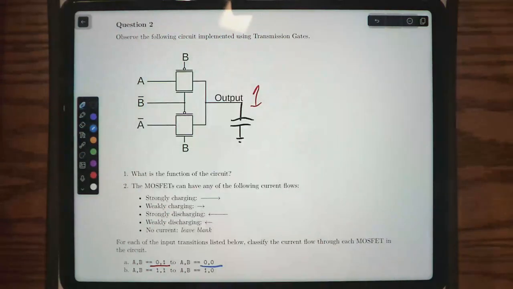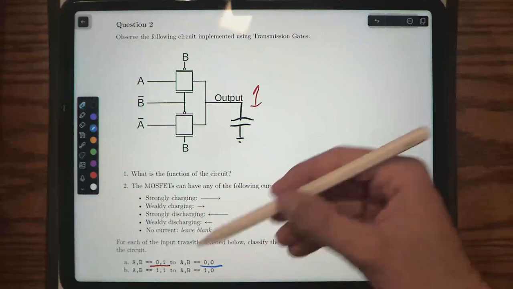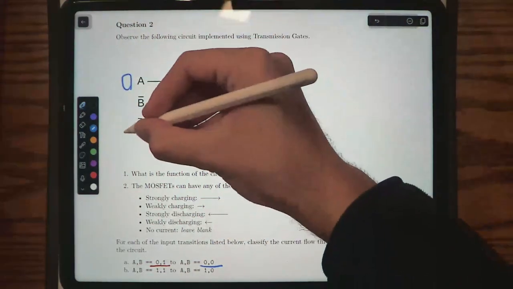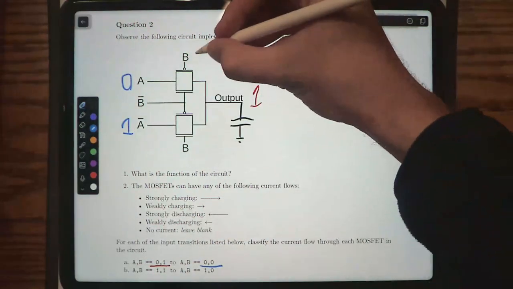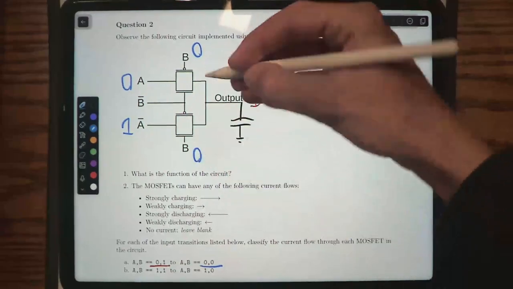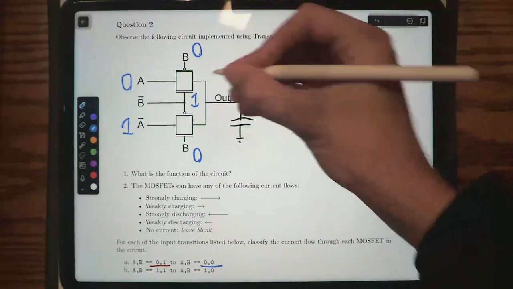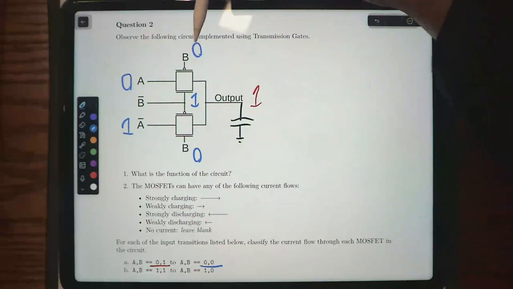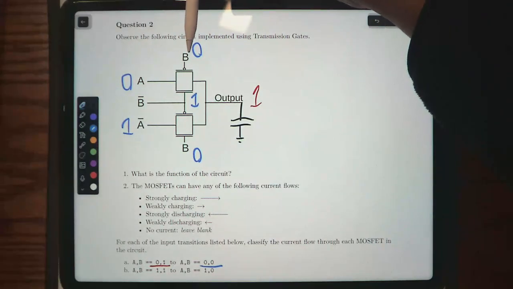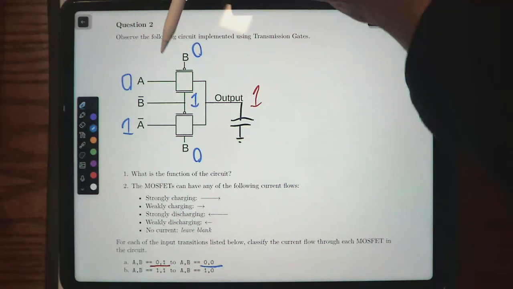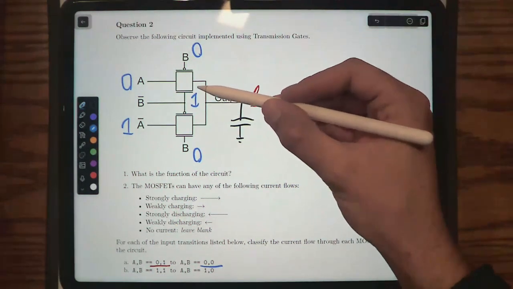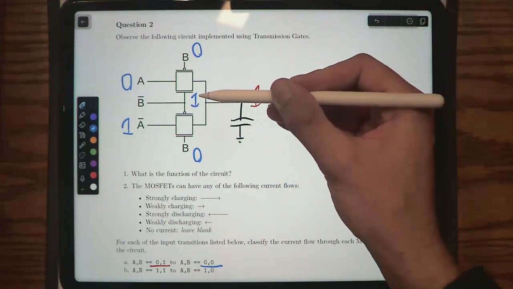So A is 0, not A is 1, and B is 0, not B is what? It's 1. Okay, so this PMOS right here is being fed in 0 to the gate. Is this PMOS enabled? Yes, it is. Okay, is this NMOS enabled? Yes, because it's being fed in a 1. So therefore, this is enabled.